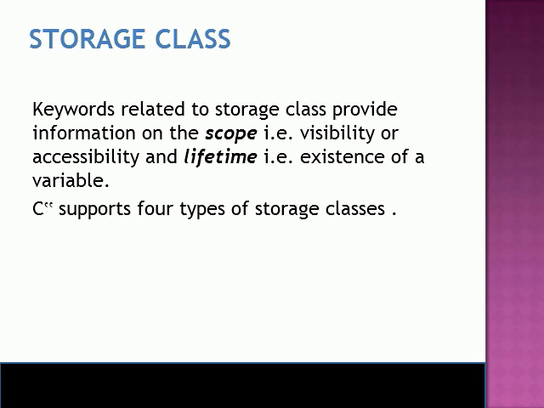Embedded C supports four types of storage class: auto, extern, static and register. These are the four storage classes which are supported by embedded C.